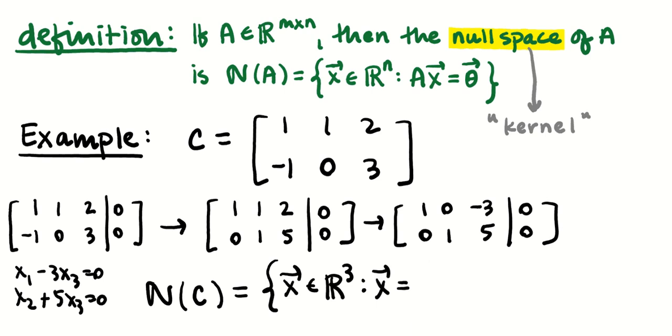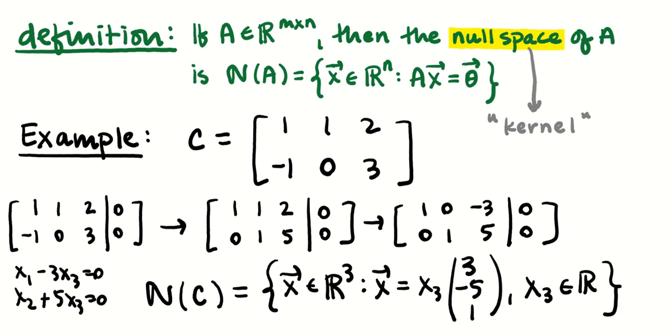3x3, and maybe this time I'll factor out the x3. Right? Factor out the x3, and I'll have negative 5x3 for x2, and x3 can be whatever it wants. Okay? Where x3 is some real number. Okay? And that's the null space. It's the set of all multiples of 3, negative 5, 1. So it's like a line's worth of points.